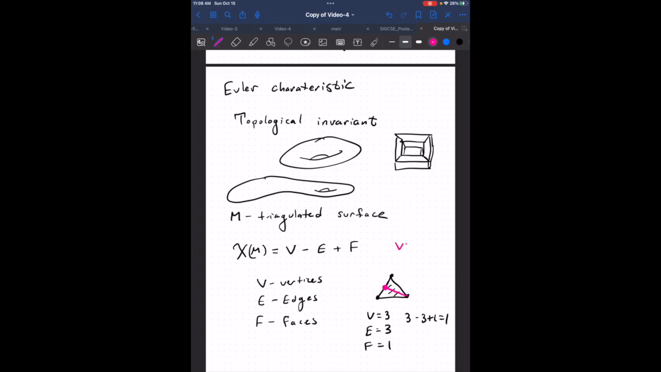So now V is equal to 4, E is equal to 5, because we split this edge as well, and F is equal to 2, so we'll get 4 minus 5 plus 2, which is also equal to 1. So no matter what the triangulation is, or if I stretch or bend this triangle, this calculation is always going to be 1. So that's kind of amazing. So that's what the Euler characteristic is, or an example of the Euler characteristic. So it's a global property.